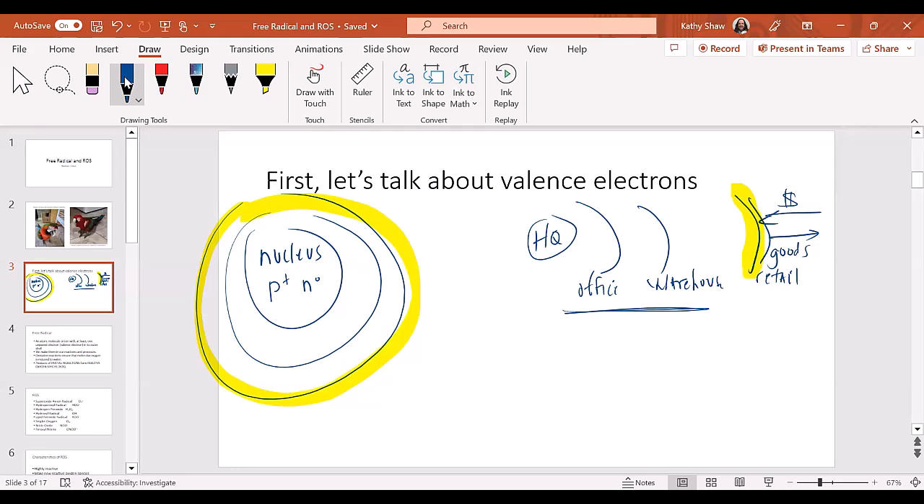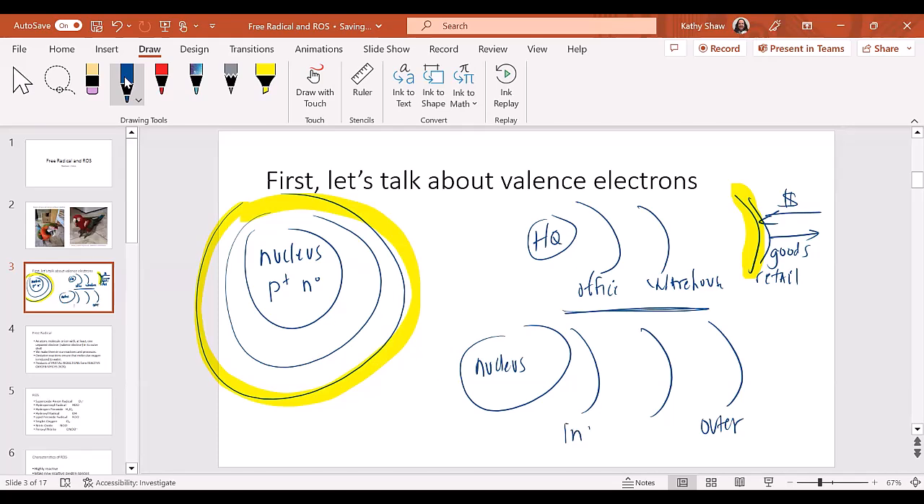We have our nucleus, we have our inner shells, and then we have that outer shell. That outer shell is what interacts with other atoms. And the way it interacts is with the electrons that are there. It's like so many things we talk about, it's always all about the electrons.